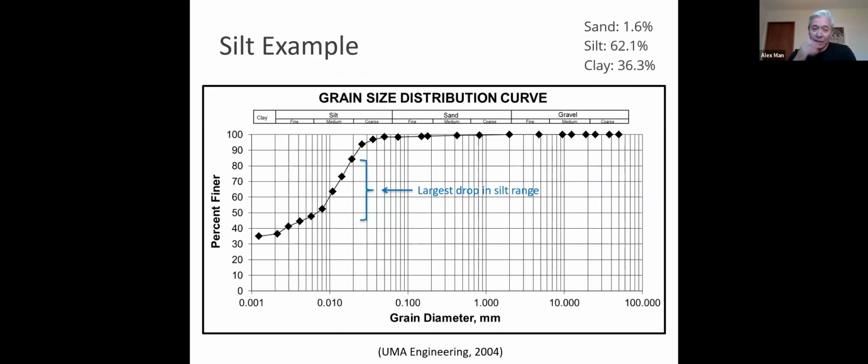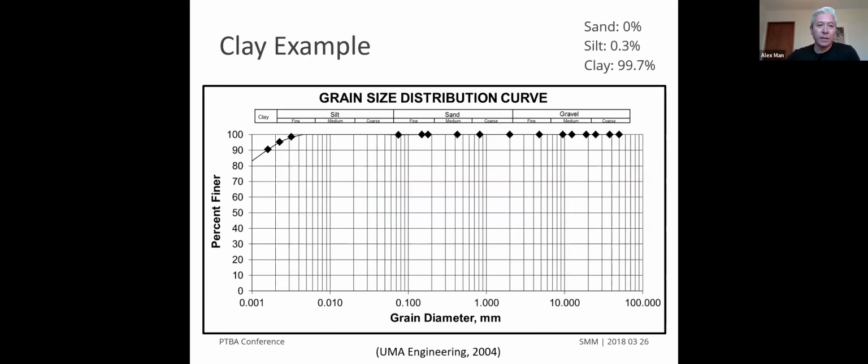So here's just some examples. This is a silt. So it's 62%-ish silt and a good chunk of clay still. But here's where that largest drop happened through that silt range. And here's a clay sample where it's pretty much 99.7% clay, just a touch of silt. So basically everything's finer than all the sieve points above that. So it's a lot of clay.